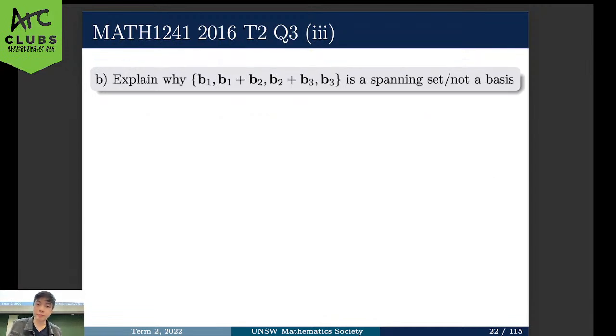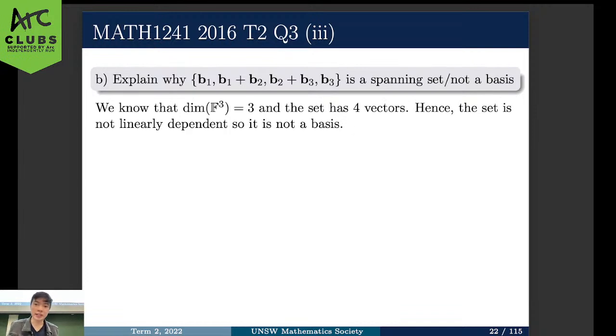Explain why b1 plus b2, b2 plus b3, and b3 are a spanning set and not a basis. So it's pretty simple to explain why it's not a basis. It has four vectors in a vector space with dimension 3, so it's not linearly independent. So since the set is linearly dependent, it's not a basis, since one of the conditions is that it has to be independent.